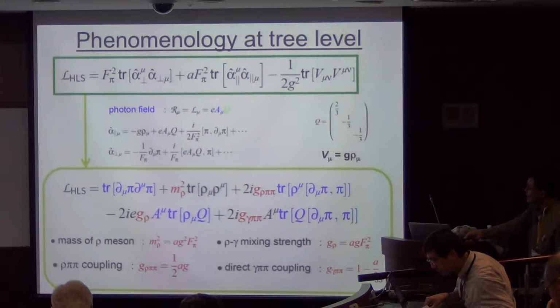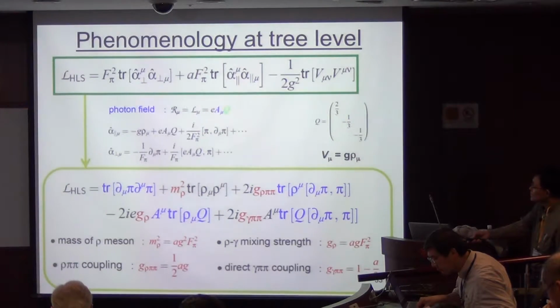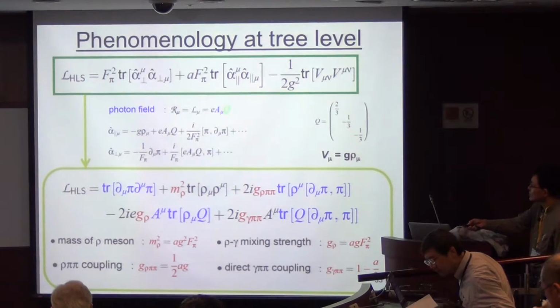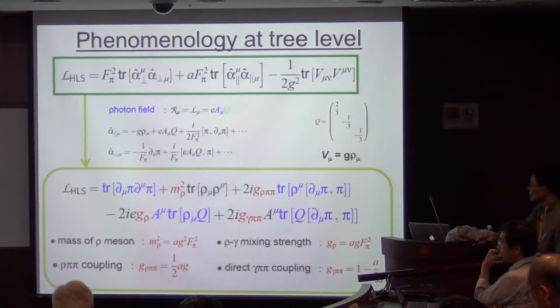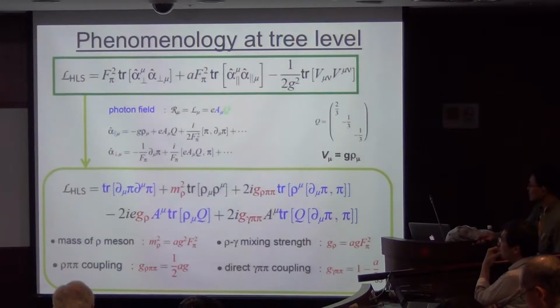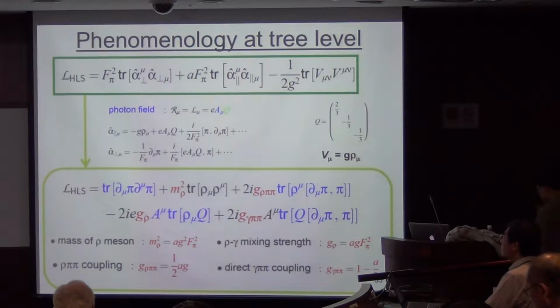But then these quantities are written in terms of the original three parameters. In this way, m rho squared is given by the product of a g squared f pi squared. And g rho is expressed as a g f pi squared. And the rho pi pi coupling constant is expressed by this form, 1/2 times a times g. And the direct gamma pi pi coupling is expressed as 1 minus a over 2.